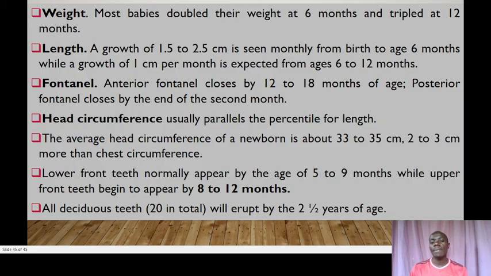Head circumference usually parallels the percentile for the length. The average circumference of a head is about 33 to 35 centimeters, and this is about 2 to 3 centimeters more than the chest circumference. The lower front teeth normally appear at 5 to 9 months, while the upper teeth will begin to appear at 8 to 12 months. So all the deciduous teeth, that's 20 in total, will erupt at around 2.5 years.